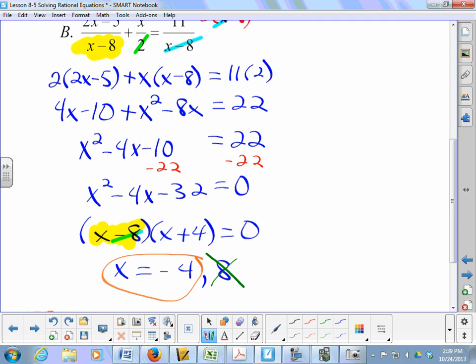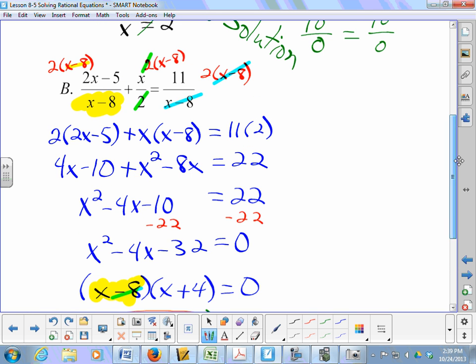But why doesn't it work for 8? Because when I put it back in here for x, I get 0 in the denominator. And you can't divide by 0. Okay. And you could put this in your y equals to check it. All right? But it's important you do check your solutions to make sure they work. In these cases, most often it's going to be, all right, since I'm working with denominators, does it work with my denominator? All right?